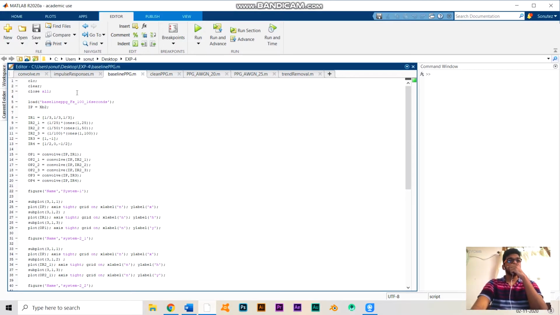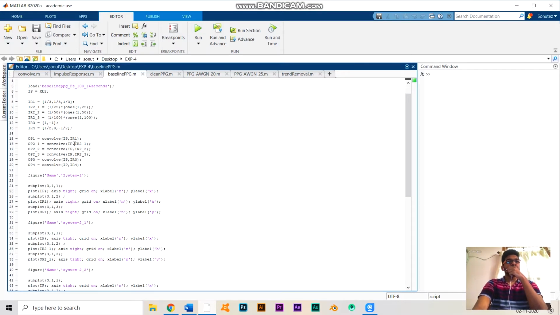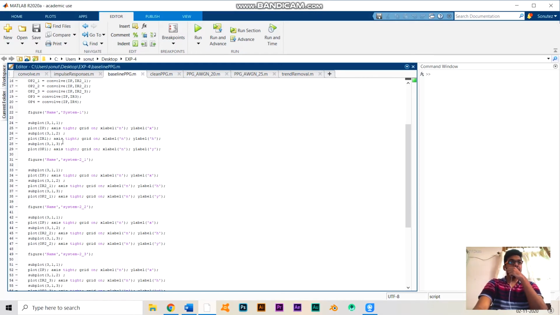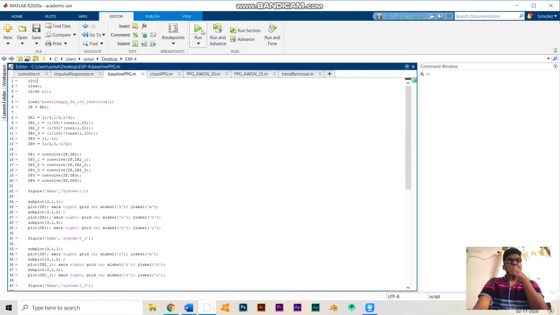Now we are loading the first signal, the baseline PPG signal, and then we are defining all the impulse responses of the systems. Now we are using the convolve function which we have written earlier, and then we are convolving all the systems with the input signal baseline PPG, and we are plotting them. We are using the plot function, so we'll get the continuous figures. Let us run this code.